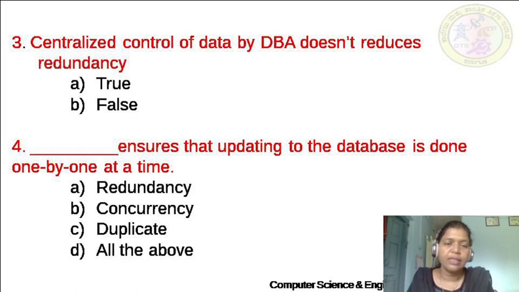Okay. Then the fourth one, dash ensures the updating to the database is done one by one at a time. So this is what we have come across with this feature, concurrency, isn't it? Concurrency means what? Simultaneous transactions. If the simultaneous transaction happens, then also it should be done as if one by one. Redundancy means what? Repetition, duplicate. So redundancy is not the answer, neither is duplicate, all the above is not the answer. What is the answer? B, concurrency.